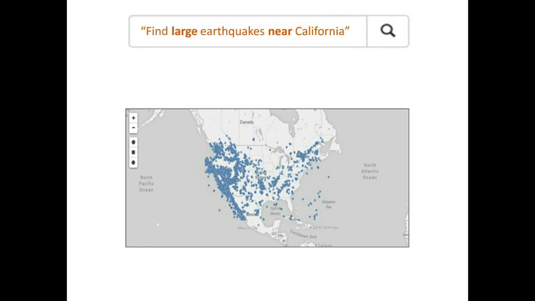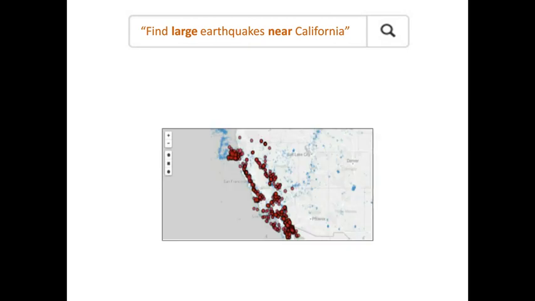Since I live in California and earthquakes are a matter of concern for me, I could perhaps ask a question, find large earthquakes near California. The Viz would then update to show me a response to my question as shown here. So the first point I'd like to make is that we as people do not converse with data starting from a blank slate. We rely on context to spark our curiosity.